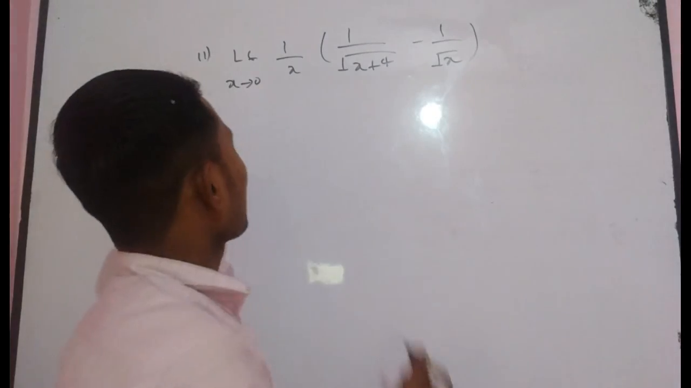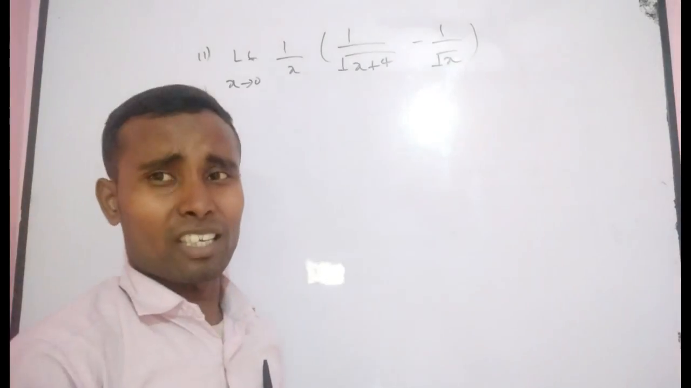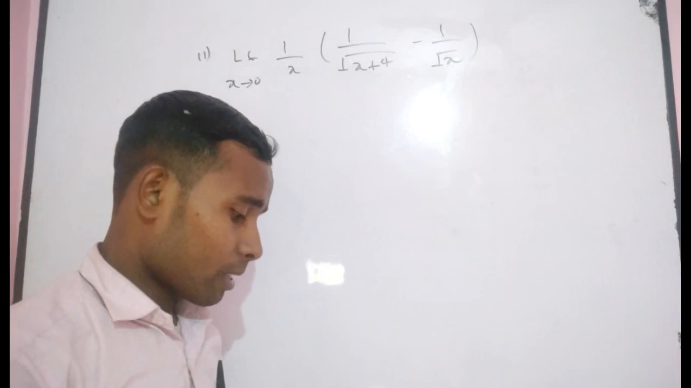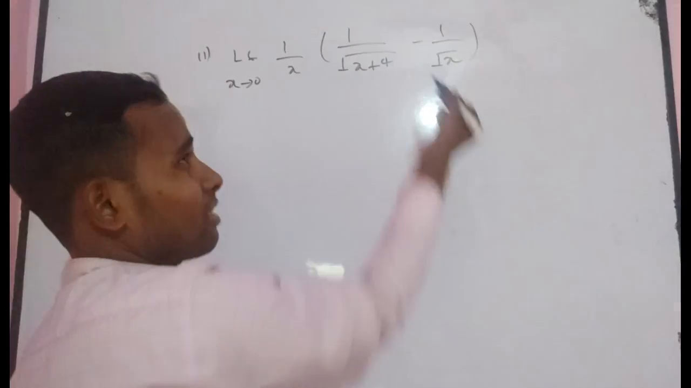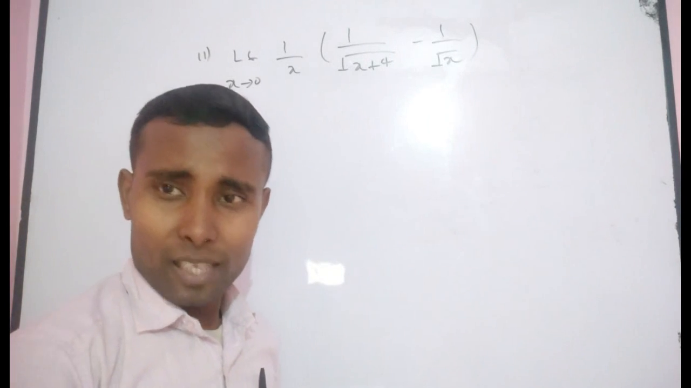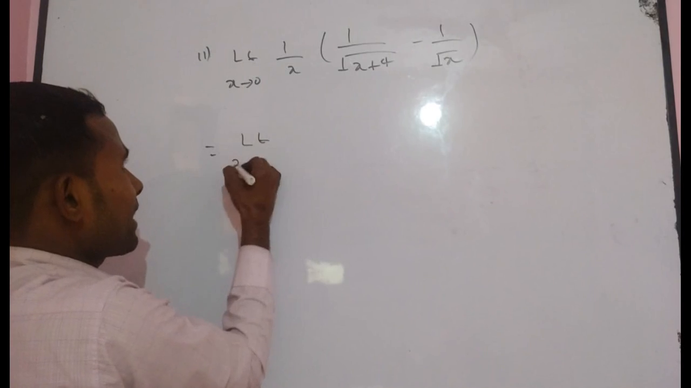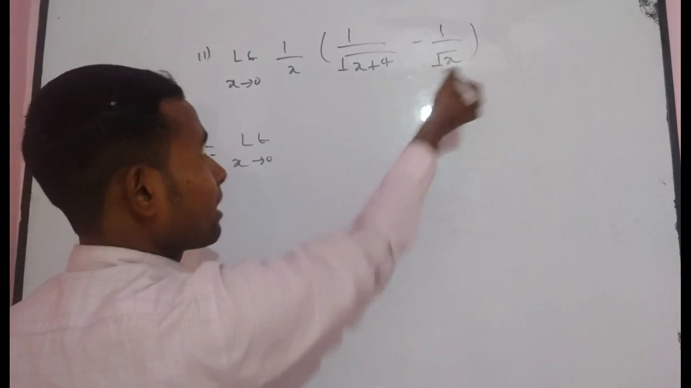How can you solve it? If you put x equal to 0, what do you get? Definitely you get something which is not acceptable here, because 1 upon x is infinity. If you multiply this term by infinity, it is not acceptable in the set of real numbers. So you have to firstly simplify it. If x tends to 0, you have to take firstly the LCM.